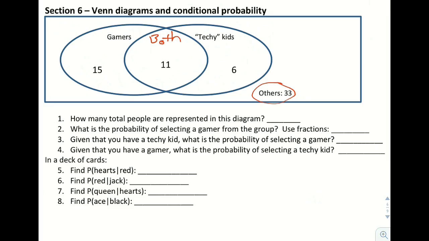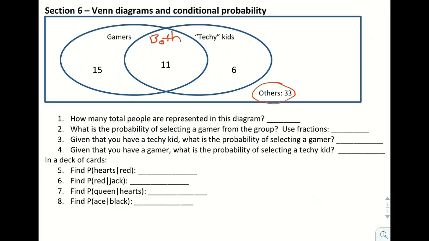Now, the one thing to note is that the number of gamers is not 15. It is in fact 15 and 11 added together, so it is 26 gamers. In the same way, it is not 6 techie kids, it is 6 and 11 added together, or 17 techie kids. So the number 6 represents ones who are techie but not considered gamers.